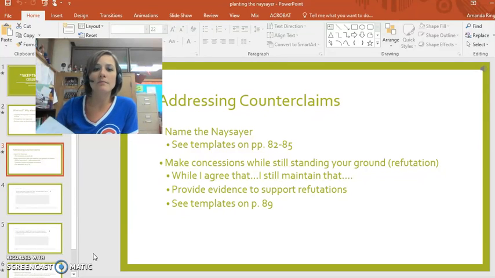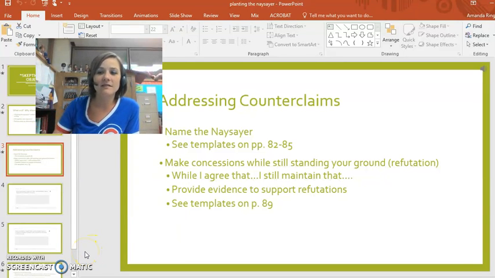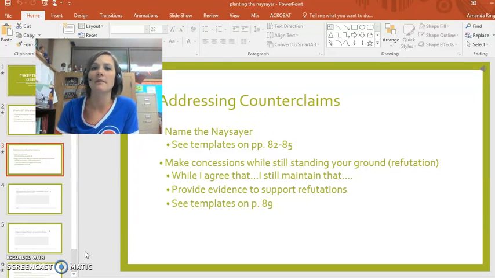Okay, so you're going to do that. You're going to state the counterclaim, and then you're going to have to provide evidence to illustrate the counterclaim. So that's where you have to give the counterclaim some airtime. This evidence might come from some of the texts that you've read in the springboard, or it can come from some personal experiences or hypothetical situations.